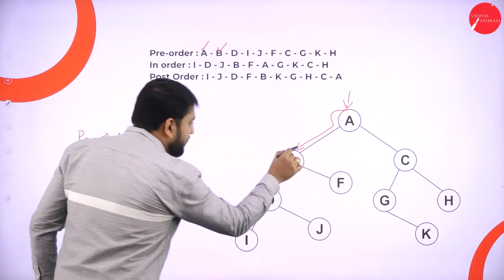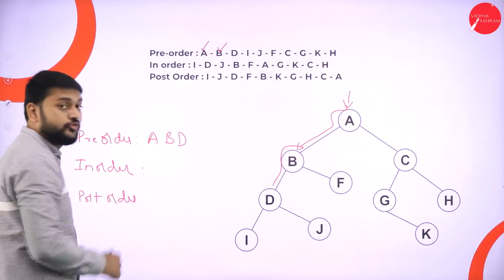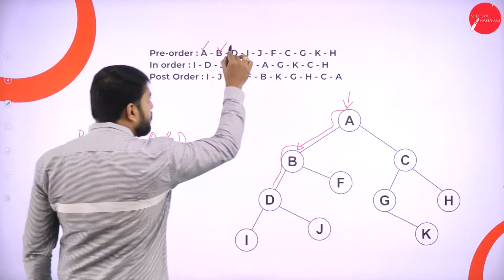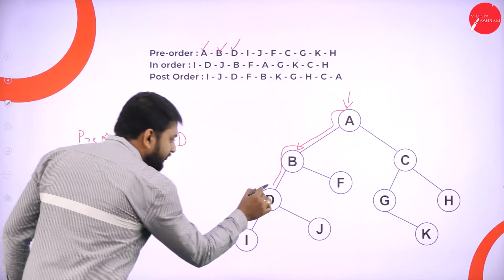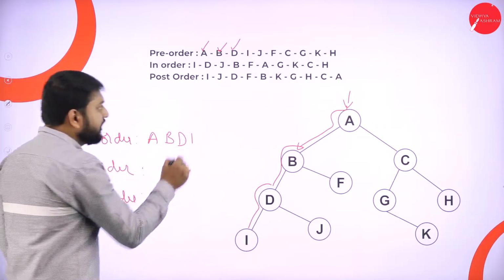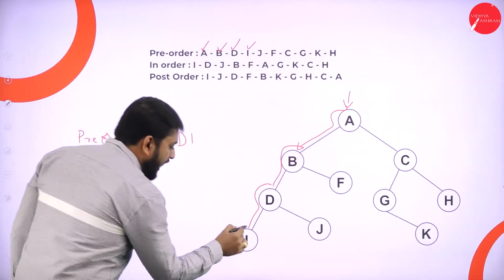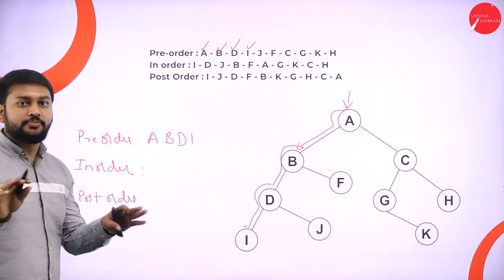After that, I will come to D. Am I coming for the first time? Yes, right. So it goes to the pre-order. So I also got the D. After that, I'm coming to I for the first time, so I will write I after D. Do I have I? Yes, I have. The answer is correct.